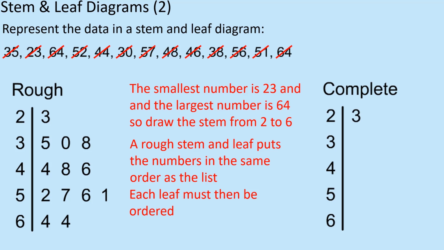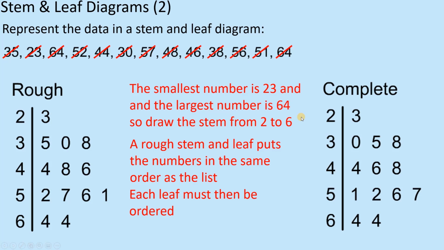So here we go. So 23, and then I'm going to write these in order in terms of 0, 5, and 8. And then the next one, I'm going to put those in order as 4, 6, 8. And the next one is going to be 1, 2, 6, 7. And of course, 4 and 4 is going to stay the same. All right, so that's what it's going to look like.